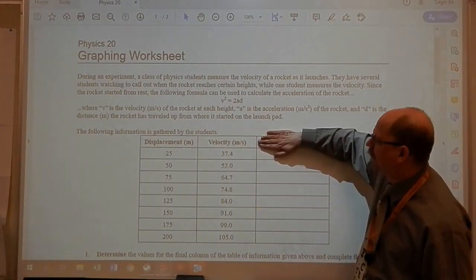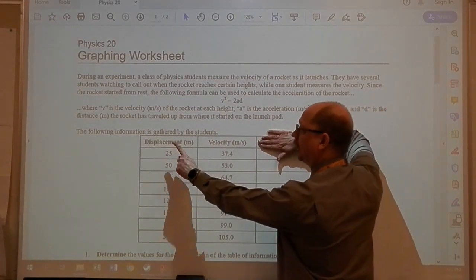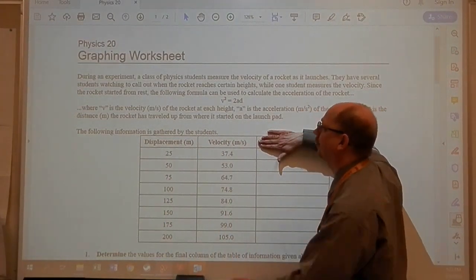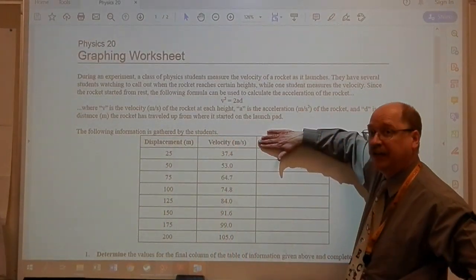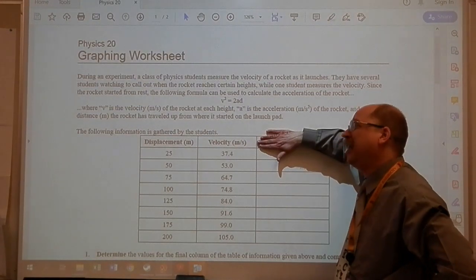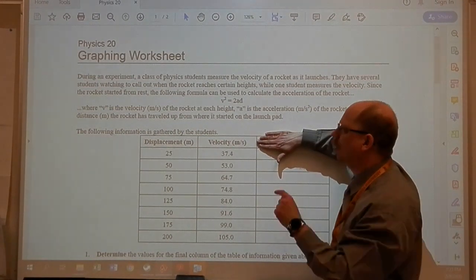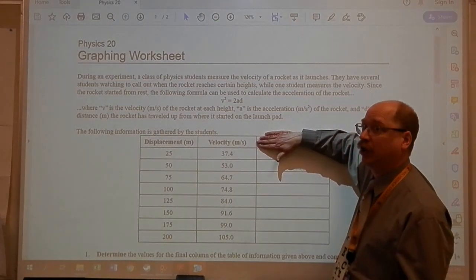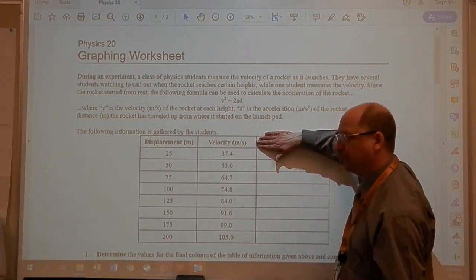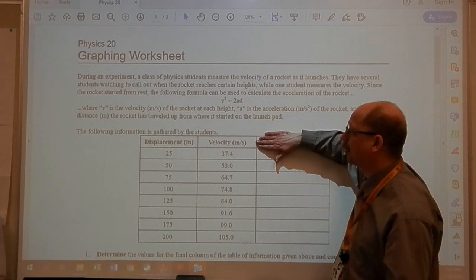Now, I might not have said this at all. I might have just said, I'm giving you displacement and velocity. I look up at the formula, v squared equals 2ad. Too often people get really focused on just manipulating that formula, solving it for a, and coming up with values for a there. That's not going to work for us.